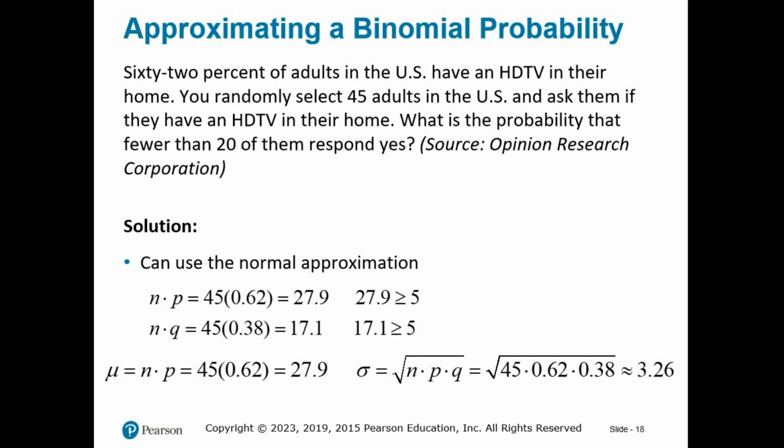Next, we need to determine if this binomial distribution is eligible for normal approximation. To do that, we multiply N times P and N times Q. We get 45 times 0.62, which is 27.9, and 45 times 0.38, which is 17.1, both of which are larger than 5, so it is eligible for normal approximation. Now we find mu and sigma. We already found the value for mu, N times P, which was 27.9. Sigma is the square root of N times P times Q, which turns out to be about 3.26.